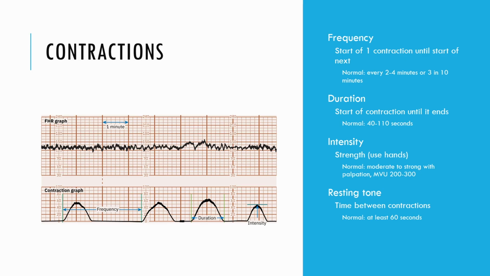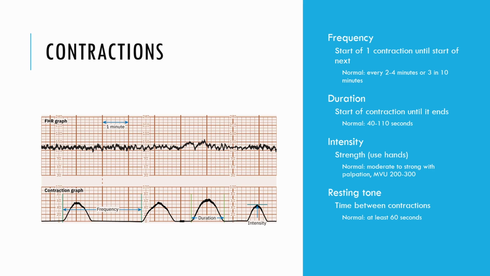Okay, after looking at our variability, the next thing we want to look at is contractions. So now we're moving down to the bottom part of our fetal strip, and we're looking at to see when she is contracting. So there's 4 things that we look at with contractions. The first one is frequency. Frequency means how frequent or how often is she contracting.